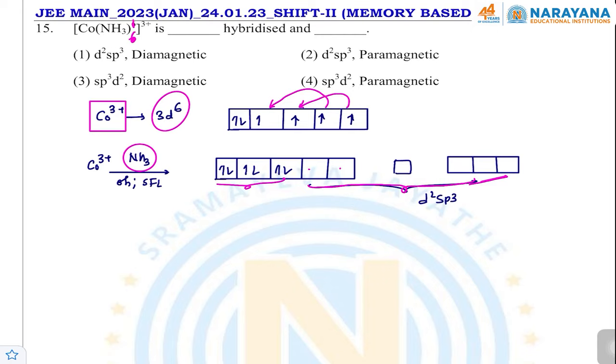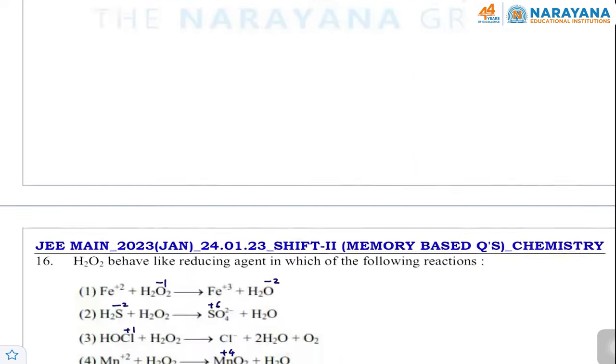So as a result, we can see that it is an inner orbital complex. And as there are no unpaired electrons, it is diamagnetic in nature.